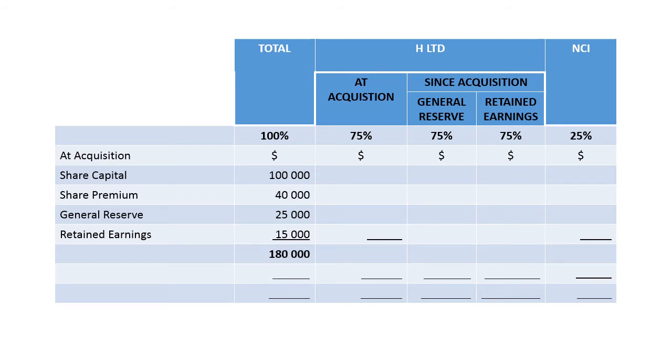Then for H Limited here at acquisition, we just put its share. For share capital of 100,000, 75% of 100,000 gives 75, and for NCI it's 25. Then share premium 30, NCI 10. Then general reserve 18,750, and for NCI 6,250. Then you put 75% for retained earnings here and 25% for NCI. Then you put our totals. These are the net assets, shared between the controlling interest and the non-controlling interest.